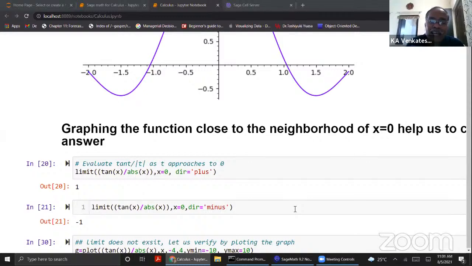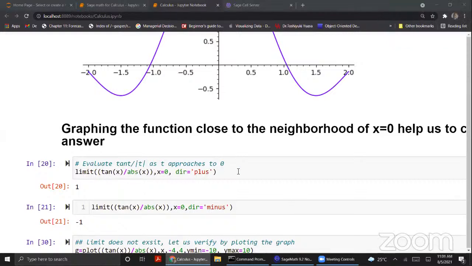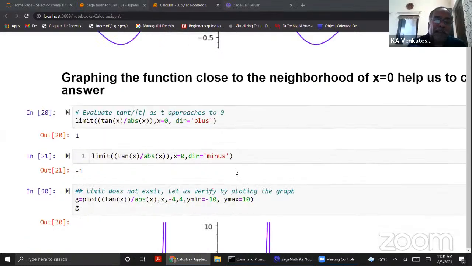As x approaches 0, what will happen? Sometimes when I define it as t, it will say variable is not defined. To avoid that, I defined it as x. The default variable is x. If it says error, then you can go for it by defining the variable.